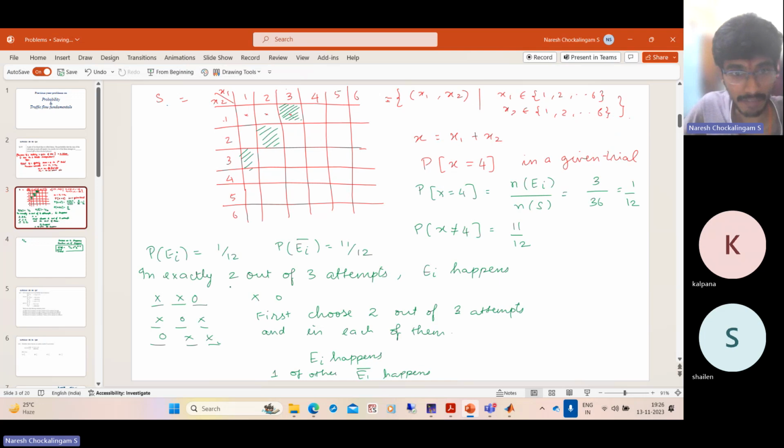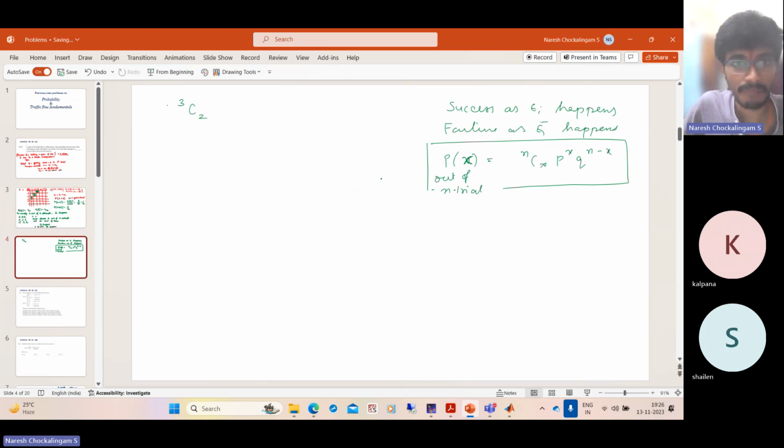So out of the 3 times, 2 times it has to happen, and 1 time it should not happen. And all 3 trials are independent of each other. So their probabilities can be multiplied with each other. Therefore, you choose 2 out of the 3. Then 2 times it happens means you have the independent event 1/12 into 1/12 happening, and 1 time it does not happen. So the other time you have 11/12. So what is this? This is 3 into 11 by 12 cube.